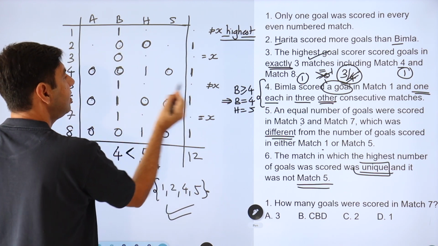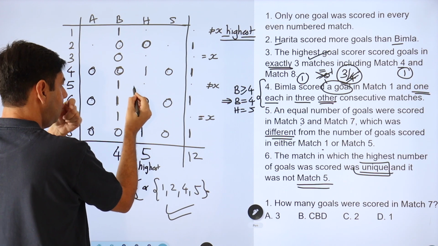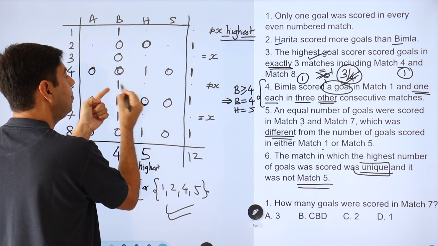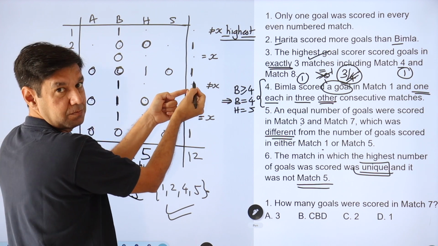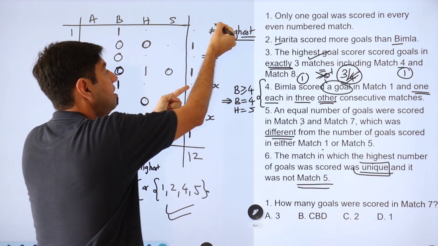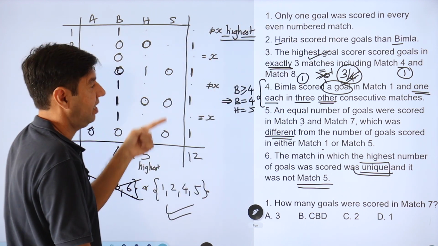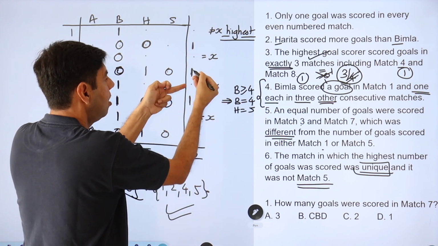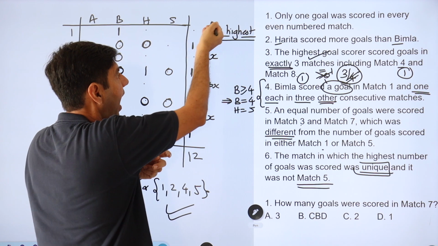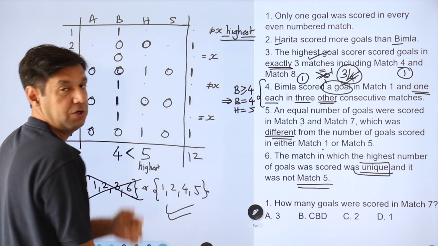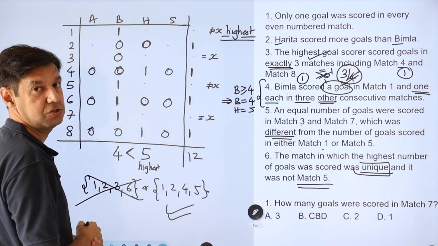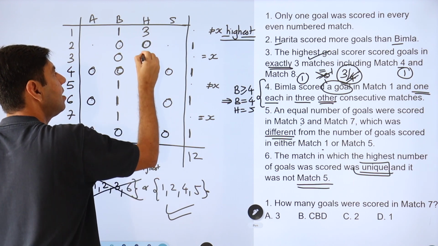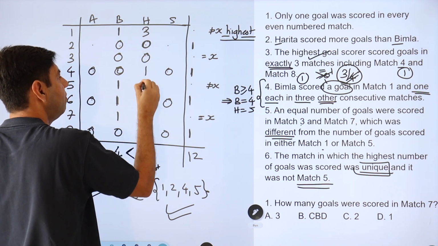Can I put a 3 here? Pay attention, if I put a 3 here, then this row total will be at least 4. 4 or more. This should be more than 4 then. But I don't have that many goals. 4 goals here 8, and that should be more than 4. I have only 12, so I can't put a 3 here also. So 3 can't come here, can't come here, can't come here. It has to come here. So this is done, over.